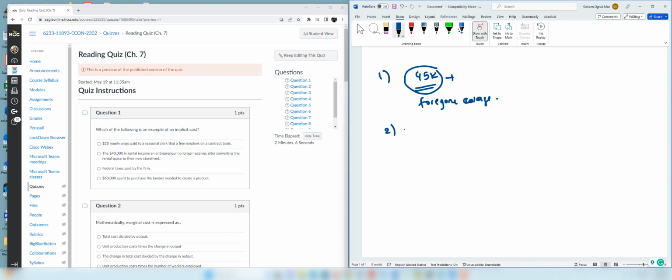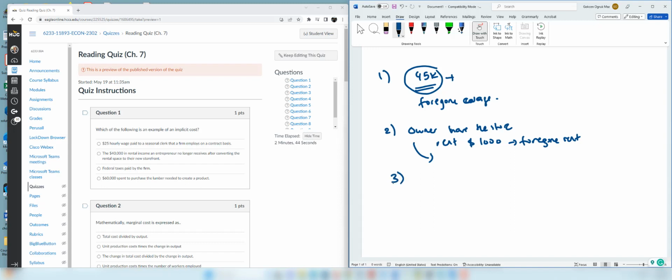Second example of an implicit cost is what the owner actually owns. So the owner may have the store, so the owner owns the store, and the owner can rent the store, let's say $1,000 a month. But if the owner uses this store for his or her own business, then we're talking about a foregone rent. Foregone rent in this example is an implicit cost.